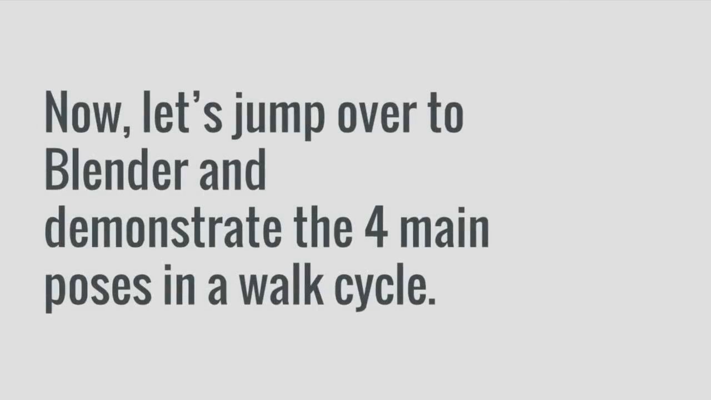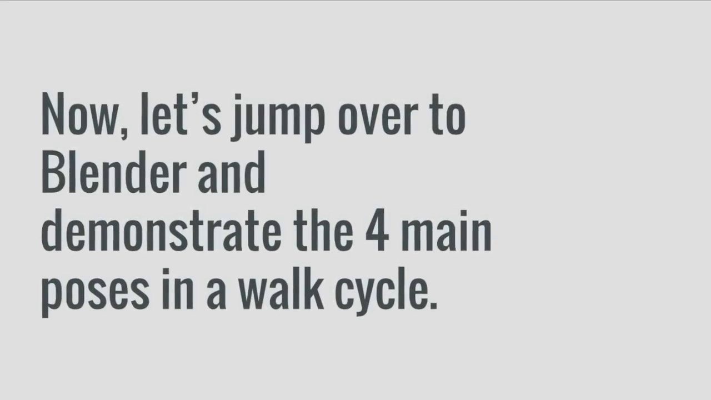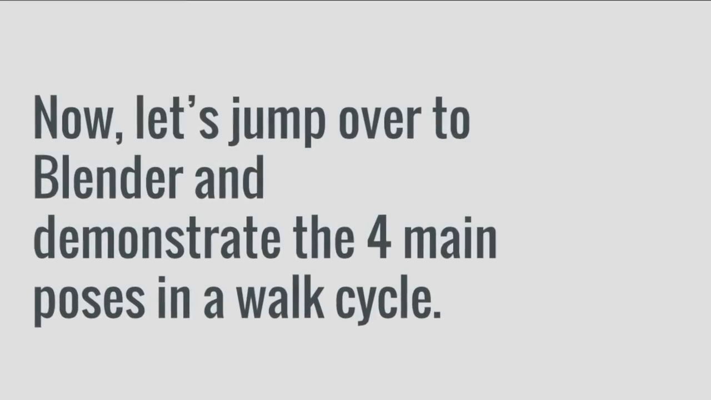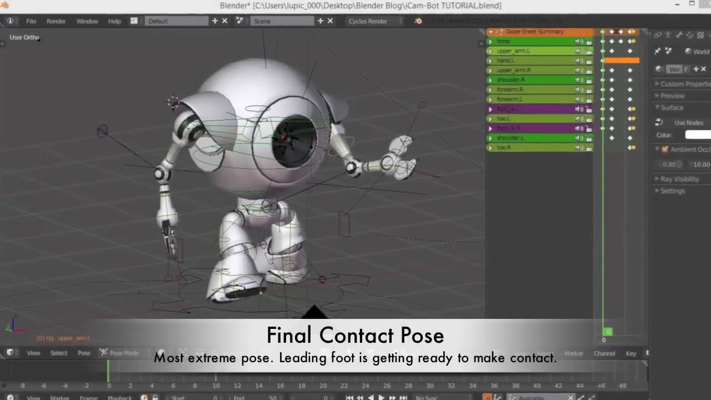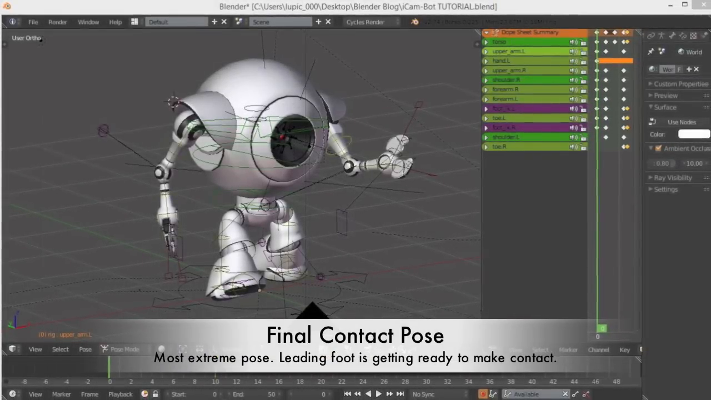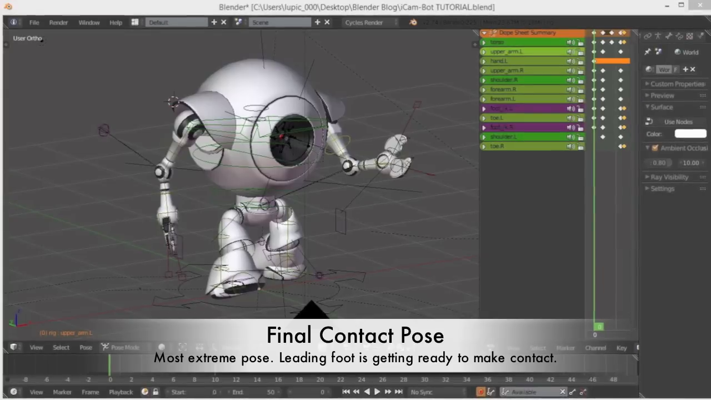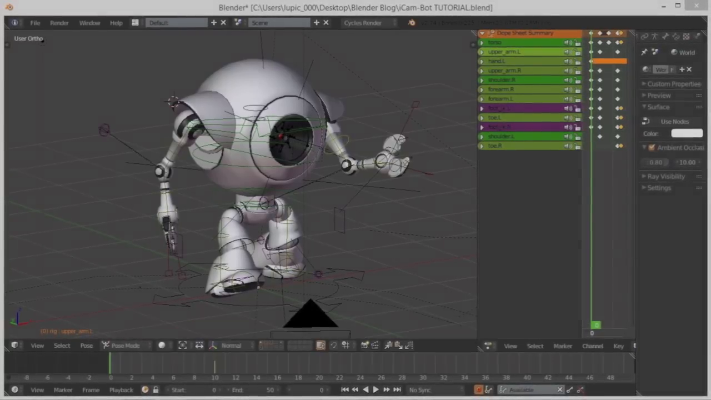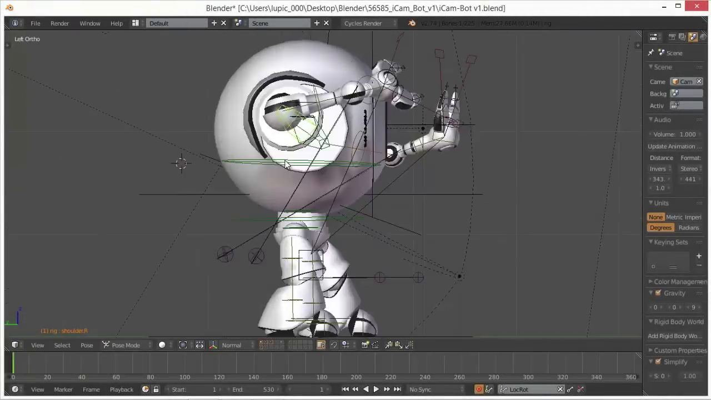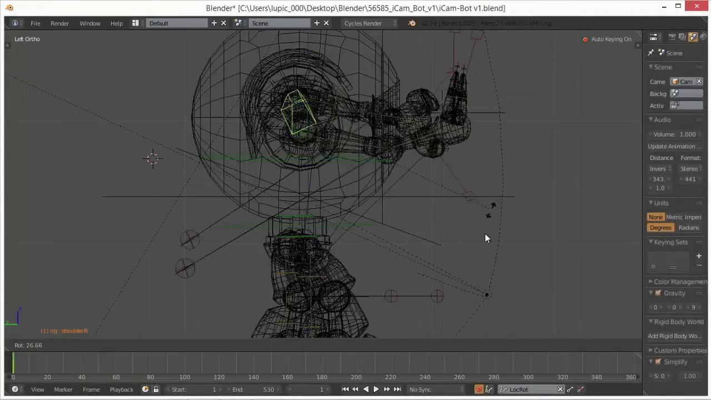Alright, so let's start breaking down this walk cycle into the four different poses. Number one, contact pose. This is the most important pose, and you need to get this correct, as the rig is at its most extreme point in this pose.